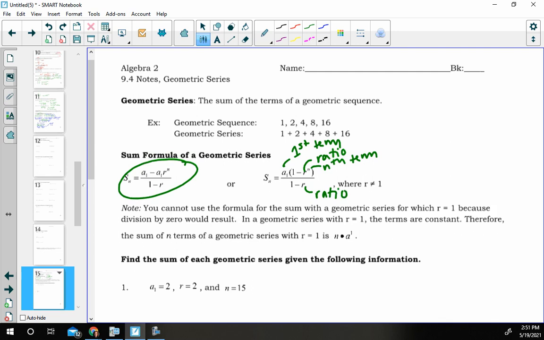So notice it's 1 minus r in both of them, just 1 minus r to the n power. Be careful because I will be putting that in parentheses. If you want to put it in for both, you can, but the top one, because it has an exponent, I'm always going to be using parentheses for that.